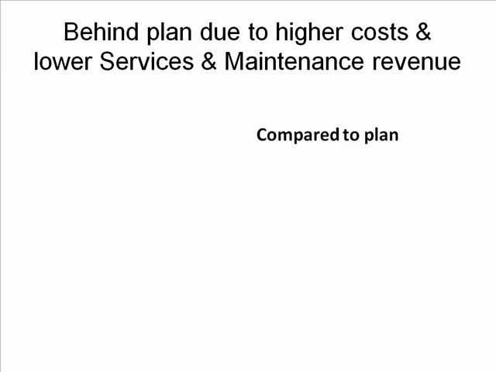Now folks, when we're taking a look at our quarter, it was kind of okay, but we're behind plan. Now, we're behind plan for a couple of reasons. First of all, pretty much across the board, we've had higher costs. And that would be okay if we had greater revenue, but actually in the services and maintenance areas, we've had lower revenue. Let's take a look at what's happened.